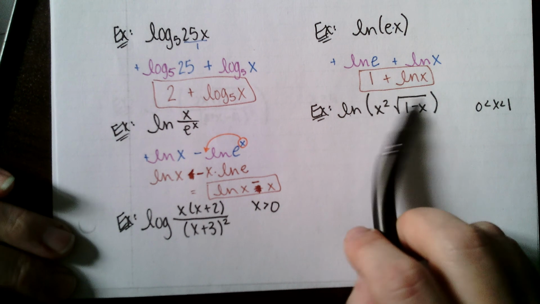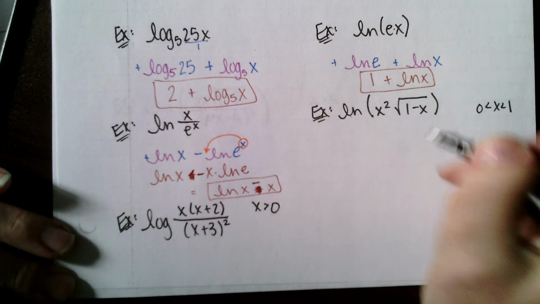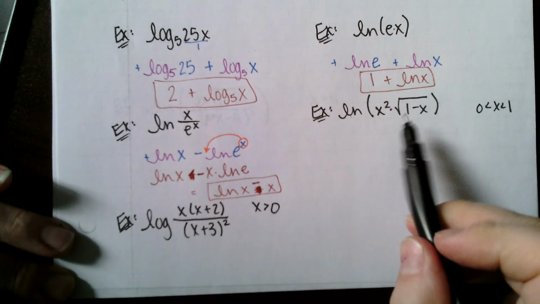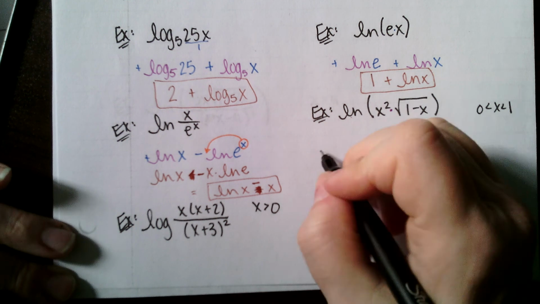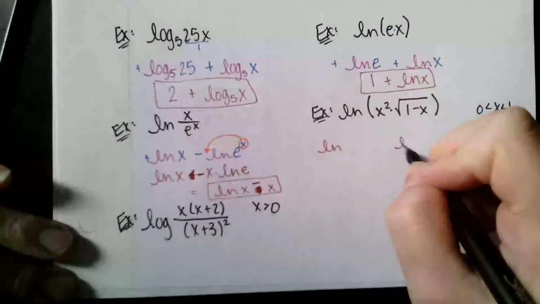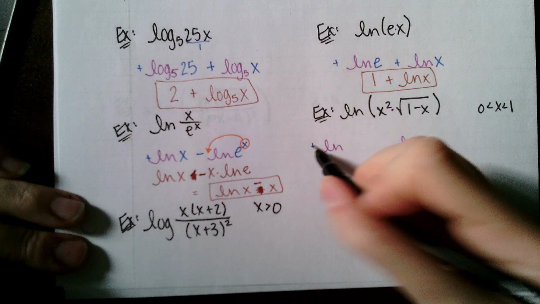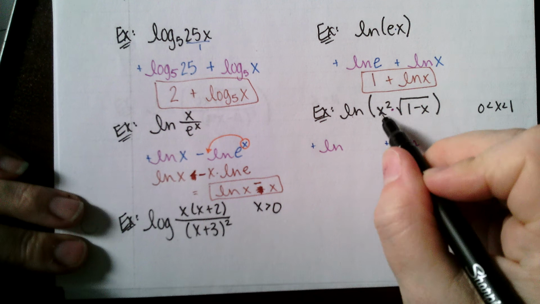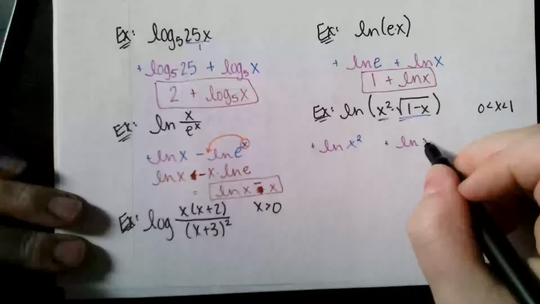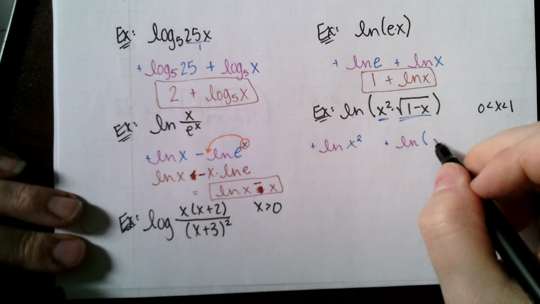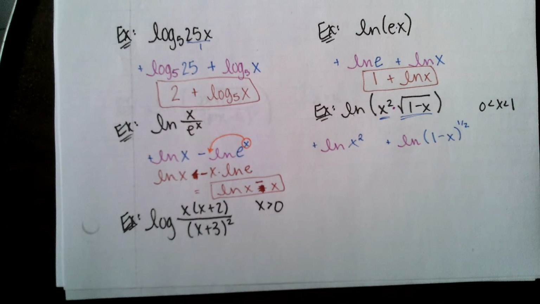So in my argument, I have x squared times square root of 1 minus x. So there's only one place where we have multiplication, so that gives me 2 roomies. So I'm going to need 2 natural logs. Both of them are upstairs, so both are positive. I have x squared in one of them, and I have square root of 1 minus x, which is the same thing as 1 minus x to the 1/2.